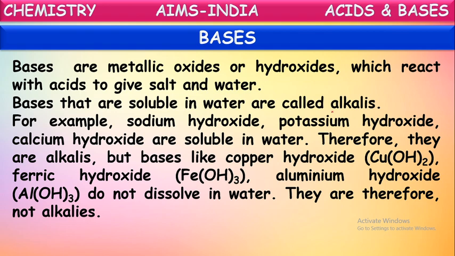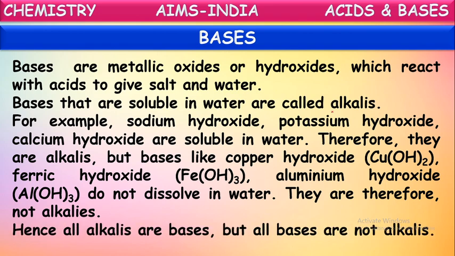But there are some bases like copper hydroxide, ferric hydroxide, iron hydroxide, and aluminum hydroxide. These bases do not dissolve in water. Even though they are bases, they do not dissolve in water. Such kinds of bases are not called alkalis. So only the bases which are soluble in water are called alkalis. Hence, all alkalis are bases, but all bases are not alkalis. Out of all kinds of bases, some are soluble in water, some are not. Those bases which are soluble in water are called alkalis. So all alkalis are bases, but all bases are not alkalis.